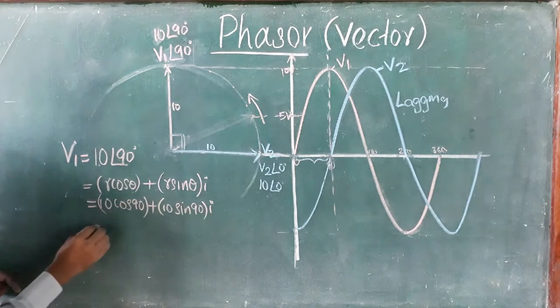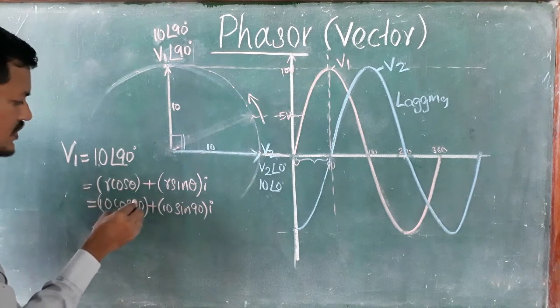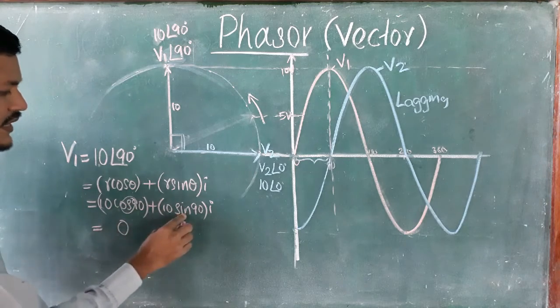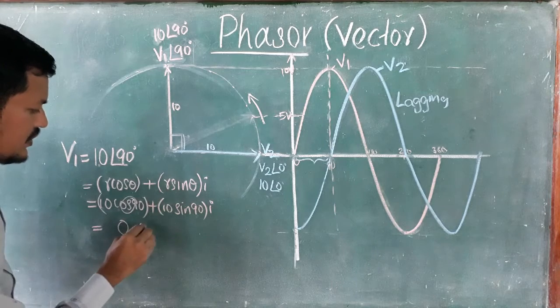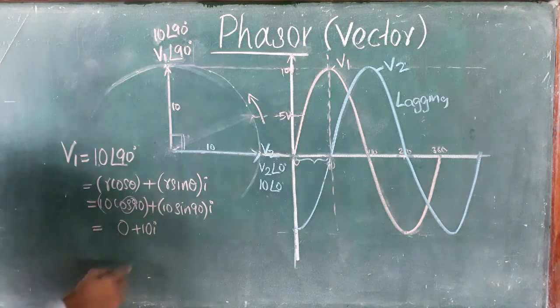What is the value of cos 90? Cos 90 is 0, so 0 times 10 is 0. Sin 90 is 1, so 1 times 10 is 10. So it becomes 0 plus 10i. 0 plus 10i is the V1 conversion.